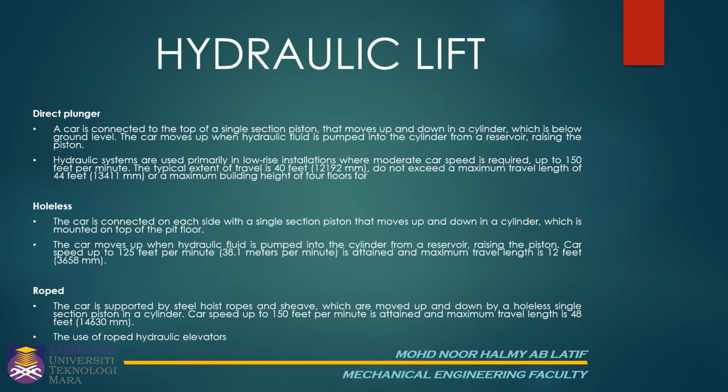For the rope hydraulic lift, the car is supported by steel hoist ropes and sheaves, which are moved up and down by a holeless single section piston in a cylinder. Car speed of up to 150 feet per minute is attained and maximum travel length is 48 feet.